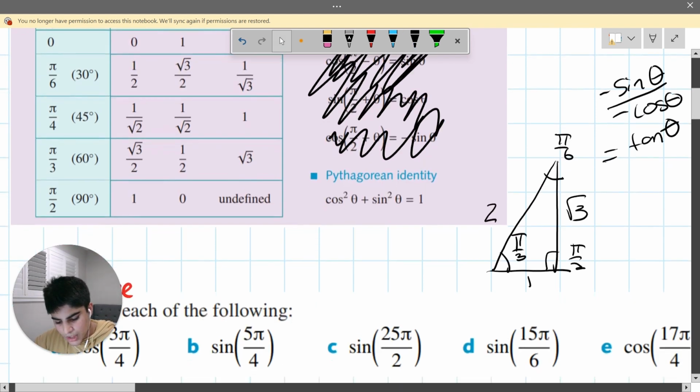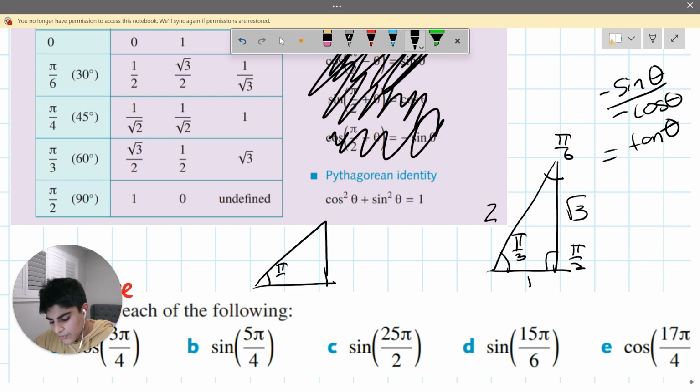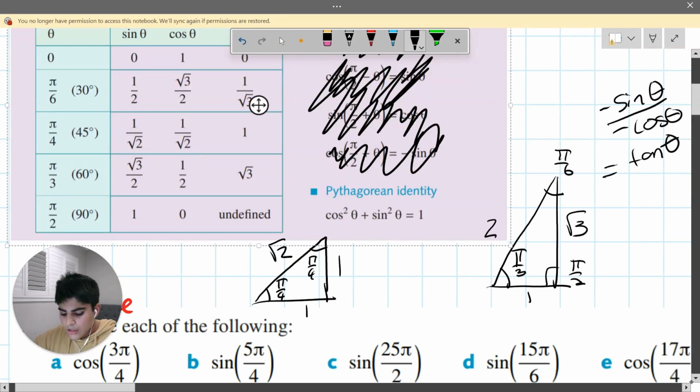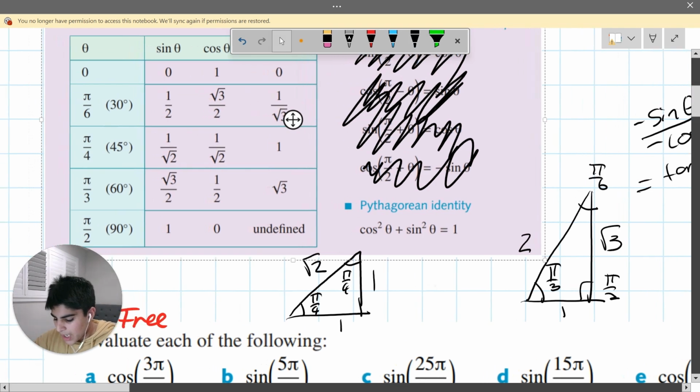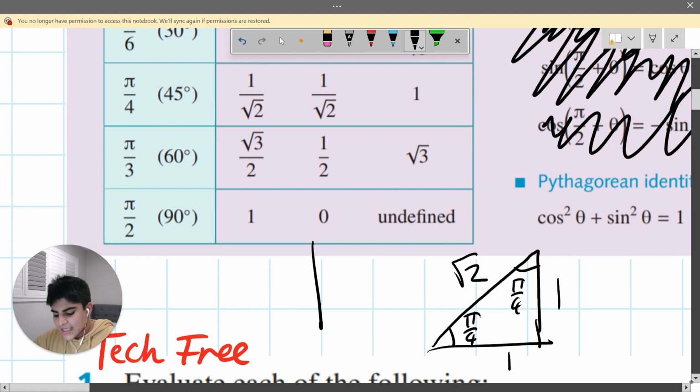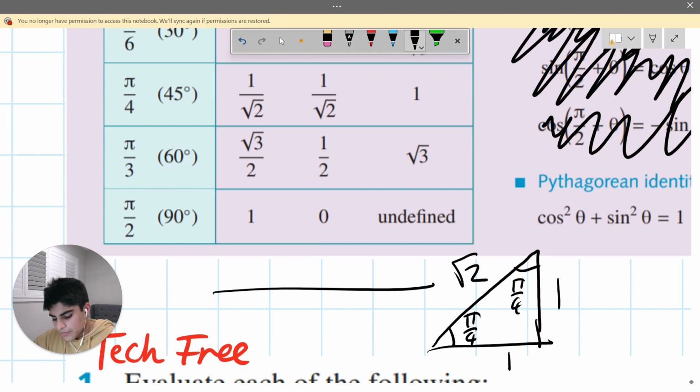This is the first special triangle. The second special triangle is this one. Pi on 4, pi on 4, 1, root 2. This is where we derive sine, cosine, and tan pi on 4. And pi on 2, sine pi on 2 is simply what this value is. Sine pi on 2 over here is 1, cosine pi on 2 is 0 because there's no x value here, x is 0, and tan pi on 2 is undefined.